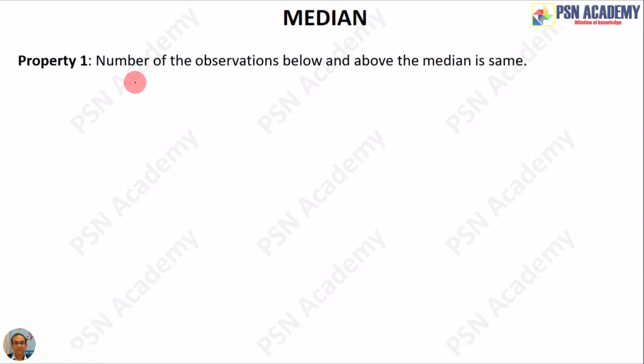Here is property 1, that the number of observations below and above the median is the same. You have already noticed that. On the left hand side and on the right hand side, you have the same number of observations, right?